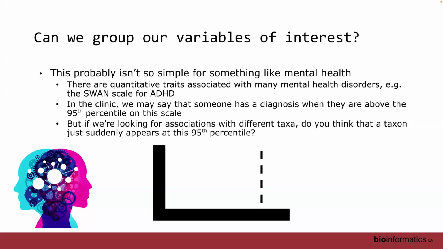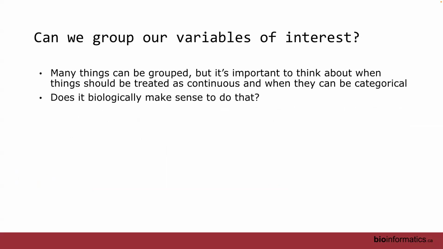But if you're looking at associations with different taxa, it doesn't really seem particularly likely that above this 95th percentile, you just suddenly have this appear. And so in that case, does it really make sense to look at this diagnosis versus no diagnosis, like cases versus controls, when you actually have a continuous scale for something? And so I think it's really important, if you're looking at grouping variables, to think about whether that biologically makes sense, whether they should be treated as categorical or not.